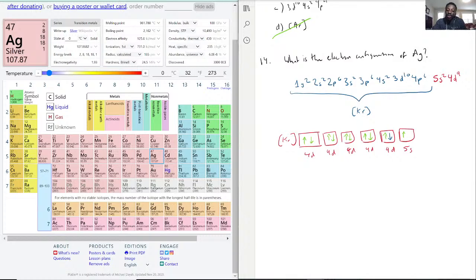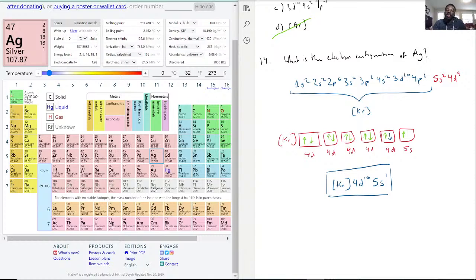So if I wanted to rewrite this, I'm going to do the shorthand version, just a disclaimer. It's going to be krypton, okay, 4d10 5s1. This is what I would have for silver.